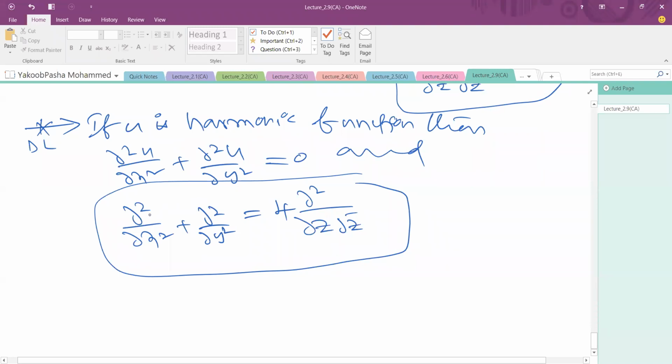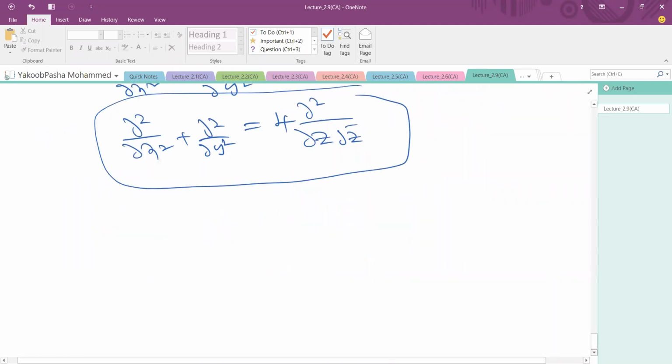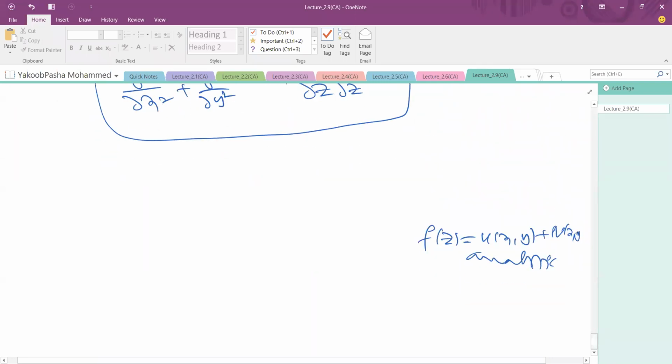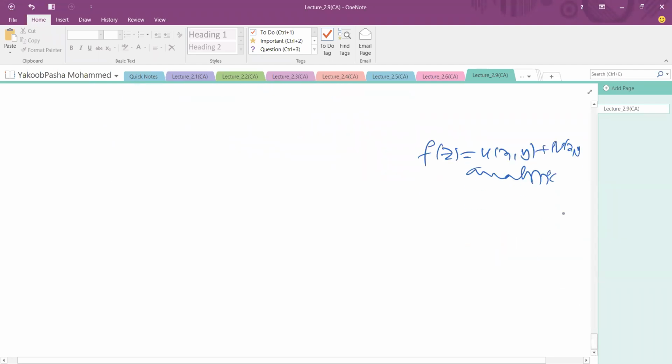If we are given an analytic function, for example f of z is equal to u of x comma y plus i into v of x comma y, whenever it is analytic, v is called the harmonic conjugate of u of x comma y. How to find the harmonic conjugate?